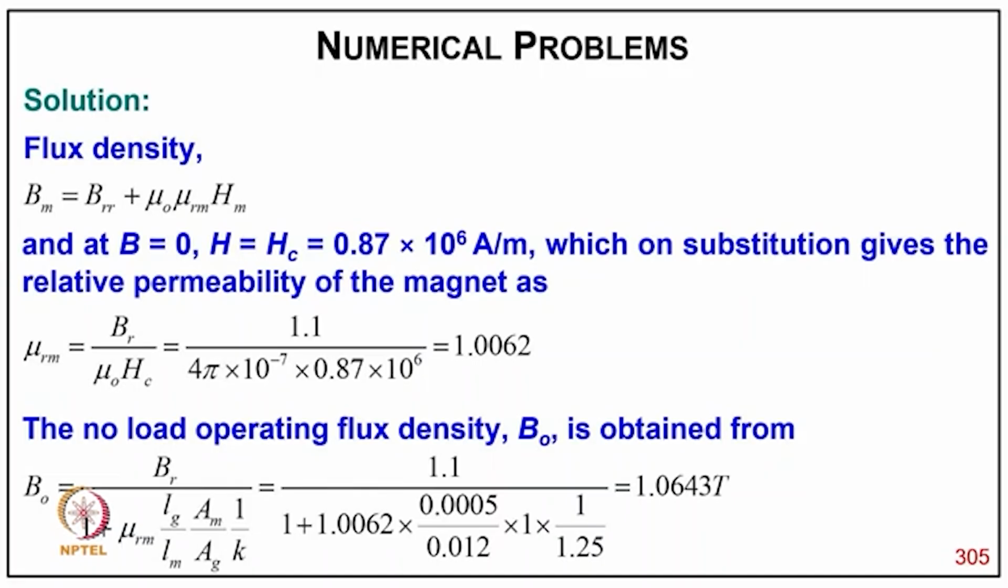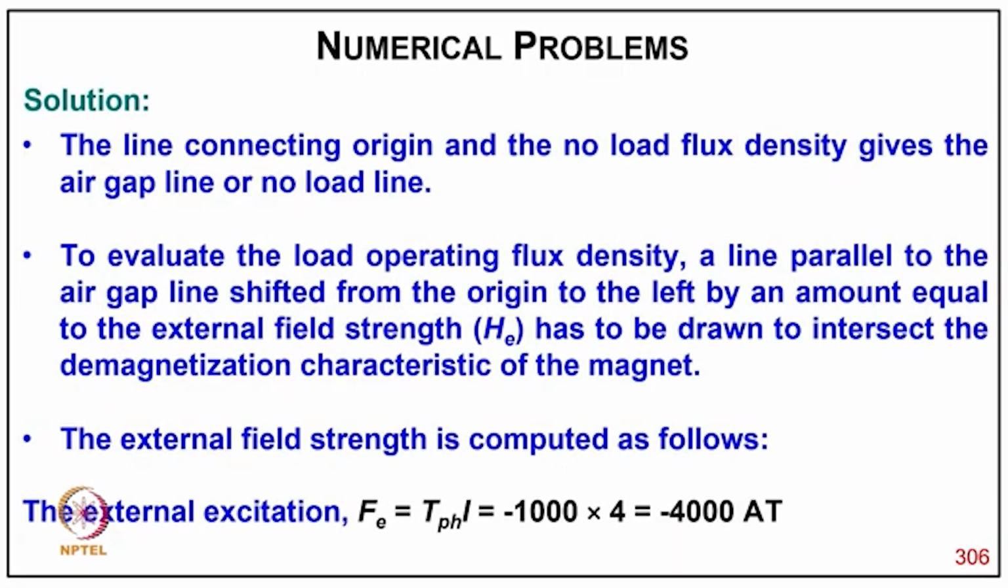B0 equal to Br upon 1 plus mu Rm Lg Am divided by Lm Ag K. Putting the value, it comes 1.0643 Tesla. The line connecting the origin and the no load flux density gives the air gap line or no load line. To evaluate the load operating flux density, a line parallel to the air gap line, shifted from the origin to the left by an amount equal to the external field strength Hg, has to be drawn to intersect the demagnetization characteristic of the magnet, and the external field strength is computed as follows.